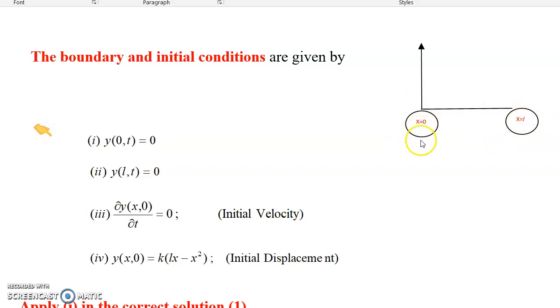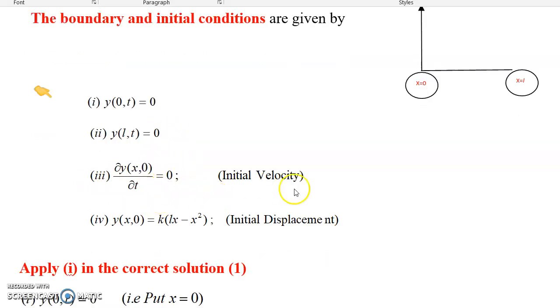Tied up means at x equal to 0, there is no displacement. The string will not have any motion. Similarly, at x equal to L also, the string will not move. So at x equal to 0, the displacement is 0. At x equal to L, the displacement is 0. So that is why you have the first 2 conditions.